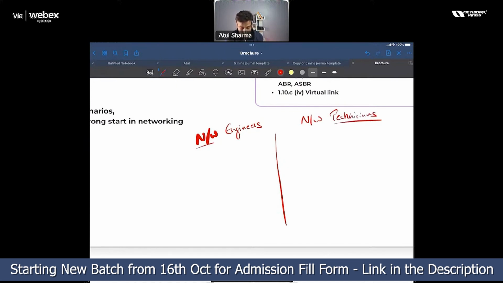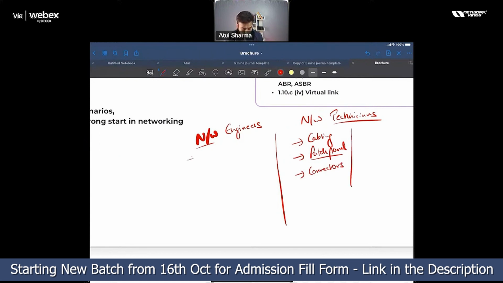So network technicians are responsible for cabling. They are responsible for connecting patch panels. Structured cabling is called patch panel in short. Patch panels, you can search on Google what a patch panel is. Connectors, fixing the wires. All these things are done by network technicians.